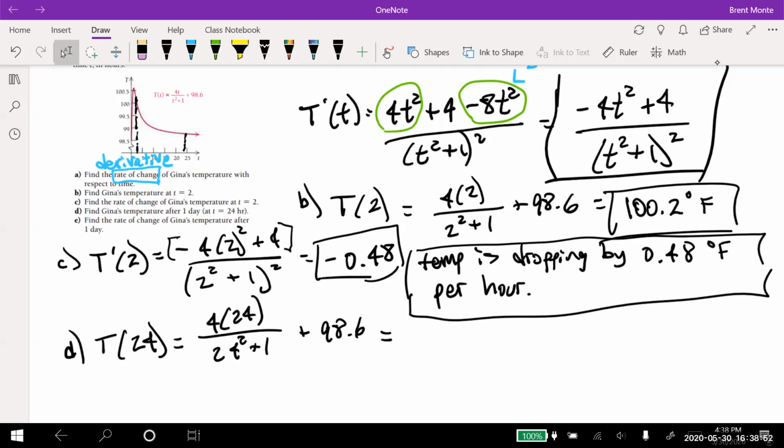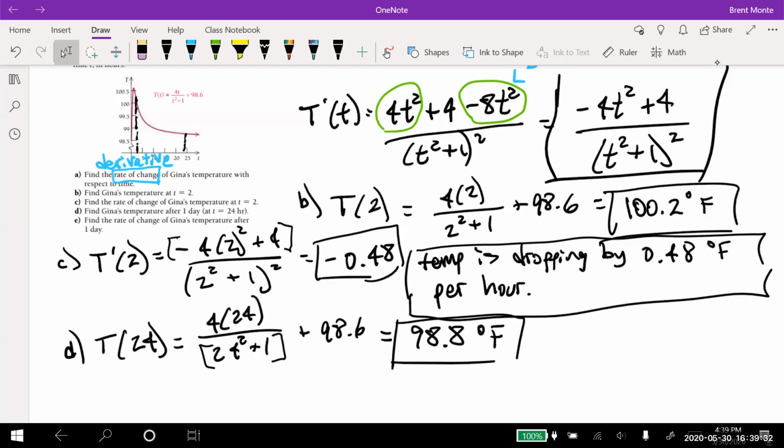Let's see, 4 times 24 divided by parentheses for the bottom, 24 squared plus 1. Make sure you have the parentheses on the bottom or else you're only going to divide by the 24 squared and then add 1 to the total. And then plus 98.6. If I go to one decimal, it's 98.76, so it'd be 98.8. So it's almost back to normal degrees Fahrenheit.